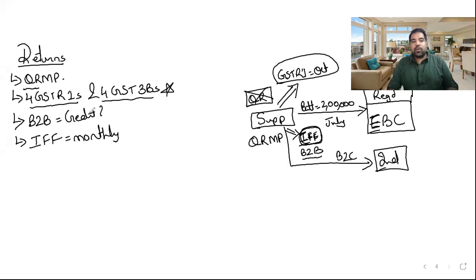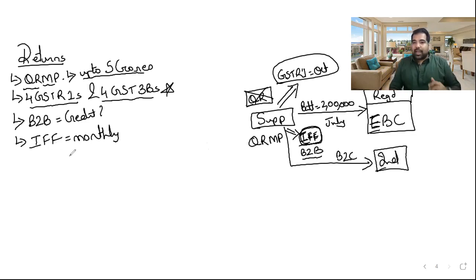We'll come to IFF, but first let's see who can do this quarterly return, monthly payment. You can do this if your turnover last year is up to 5 crores. So you're not really big, but not very small either. A lot of people have turnover up to 5 crore, so if yours is, you can use this facility. Obviously, if this year you cross 5 crore, you're out of the scheme. Just like composition, you can use it based on last year's turnover, but if you cross that turnover, you're out of it.